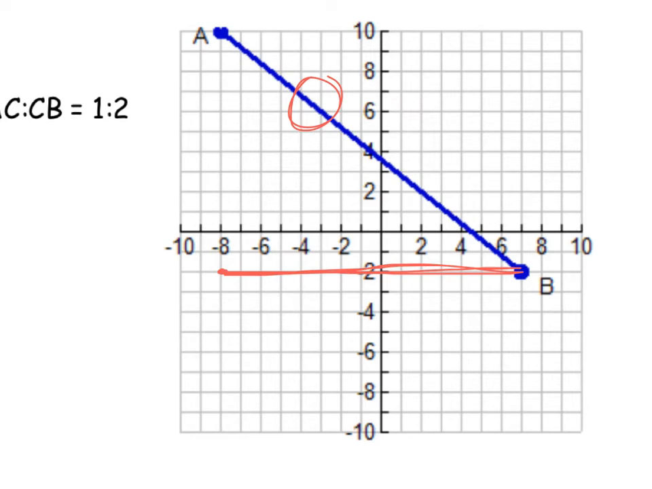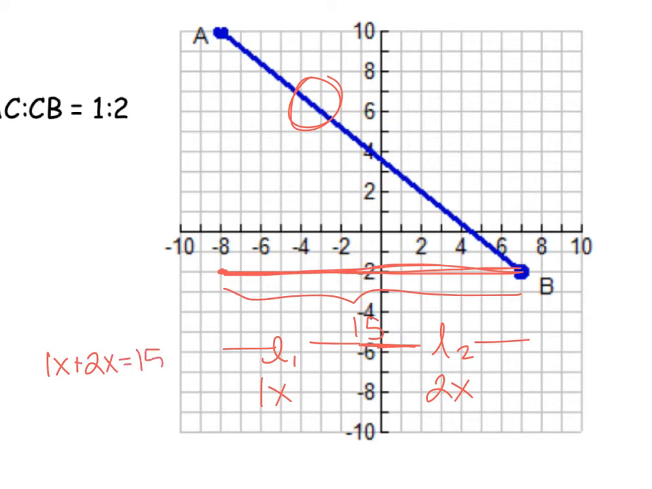So let's see. If I know that this length is 15, that means that L1 and L2 have to add to 15, and they also need to be in a ratio of 1x to 2x. So I'm going to think about, well, if 1x plus 2x has to equal 15, then x must equal 5, which means that this distance must be 5, and this distance must be 10. And now we're in a ratio of 1:2.